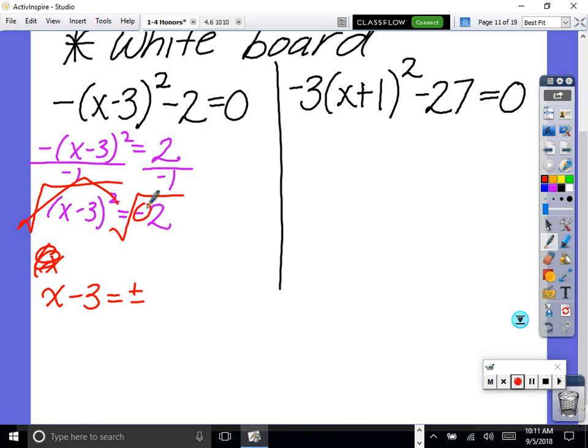Can't I pull out an i? Yeah, i root 2. Okay, good. Now what's our last step? Add 3. Okay, so we have x is equal to... Now guys, think about the quadratic formula: x equals negative b plus or minus the square root. So don't you think we should probably write the positive 3 first? Yes, we should. It's just prettier. So we have positive 3, then we have a plus or minus i root 2.